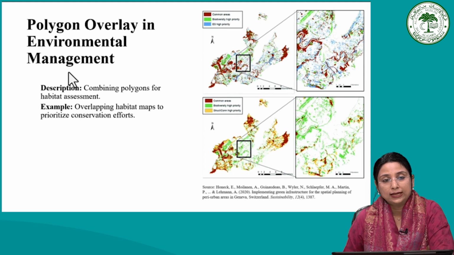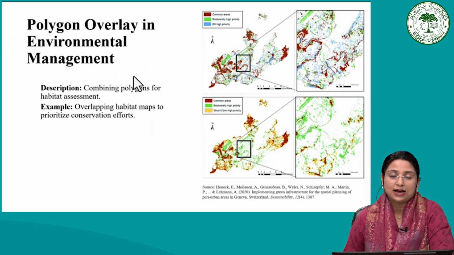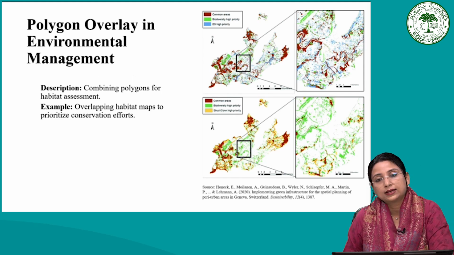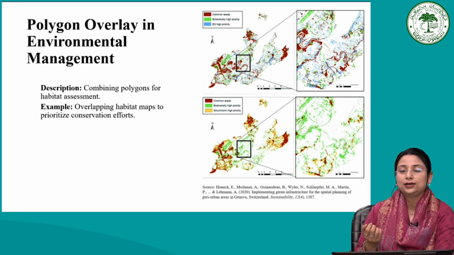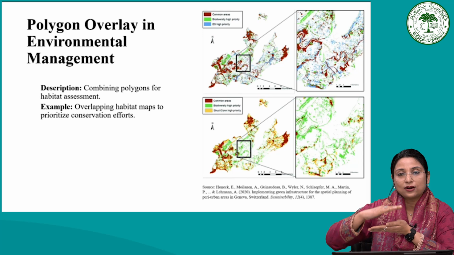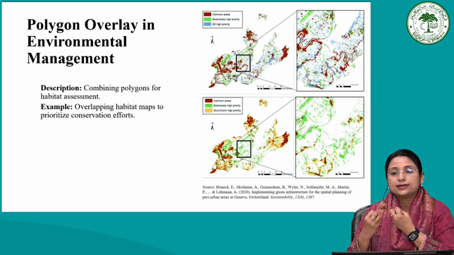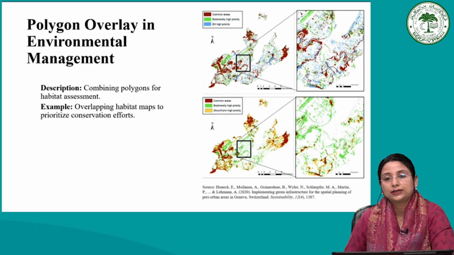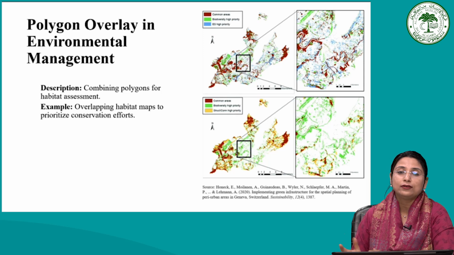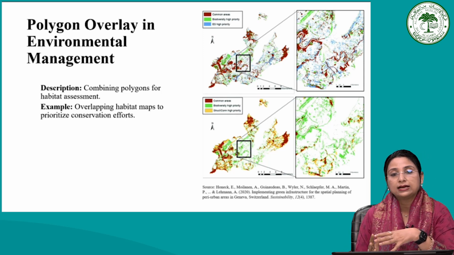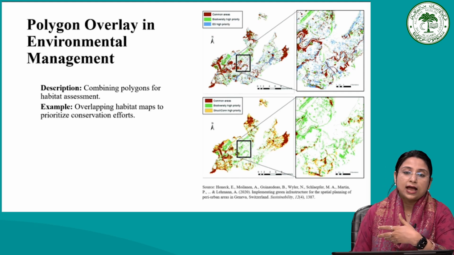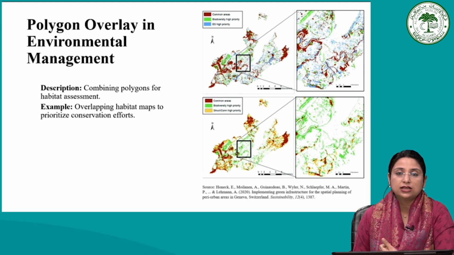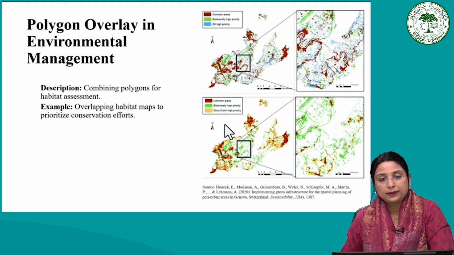So here for polygon overlay, we are going to give an example related to environmental management. Polygon overlay is also known as spatial intersection or union. Why spatial intersection? Because different layers are overlaid, intersected and united. It involves combining or merging multiple polygon layers in order to identify spatial relationships and overlapping areas between the features. So let us take the example here.